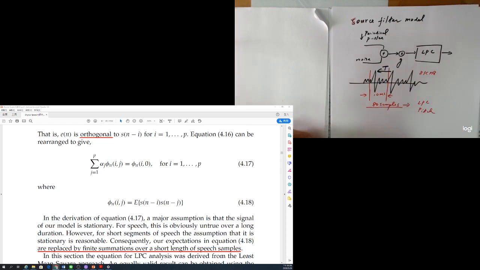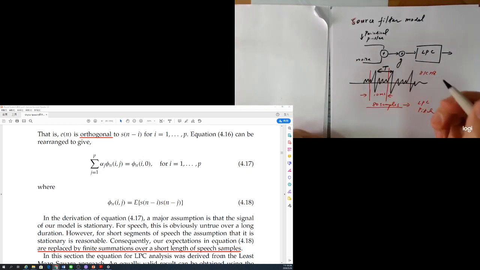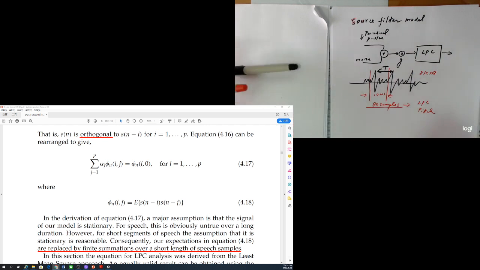So it's your pitch, and then this one is your signal pitch. And then also, what's the LPC? LPC.